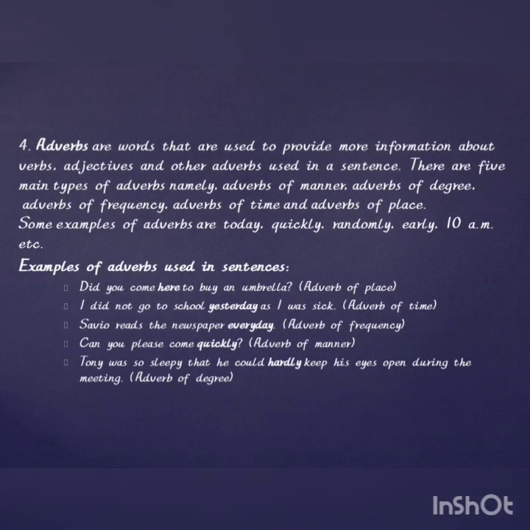Now we'll get into the next part of speech. It is going to be the adverb. Adverbs are words that are used to provide more information about verbs, adjectives and other adverbs used in a sentence. There are five main types of adverbs, namely adverbs of manner, adverbs of degree, adverbs of frequency, adverbs of time and adverbs of place. I've given you just a few examples. Some examples of adverbs are today, quickly, randomly, early.